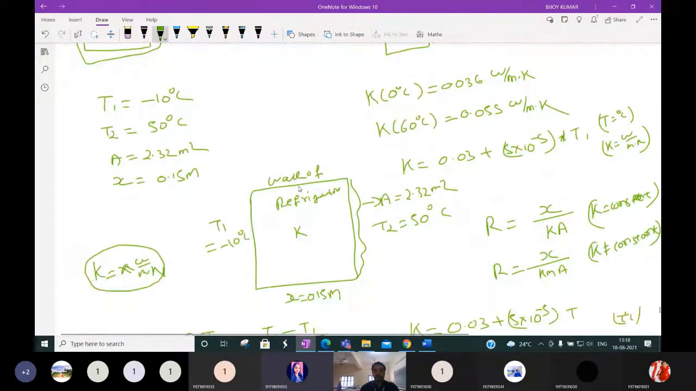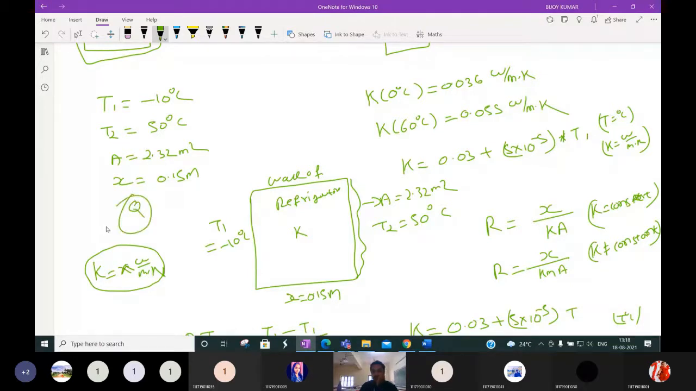In the question, a refrigerator wall is given. The inside temperature is minus 10 degrees, where ice is kept, and the outside temperature is 50 degrees centigrade. Heat will transfer from higher to lower. The area of heat transfer is given as 2.32 meter square. The length of the wall is given, and you have to find the rate of heat loss.